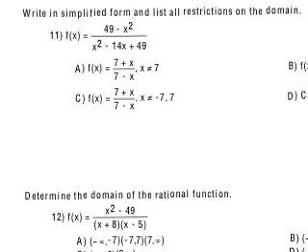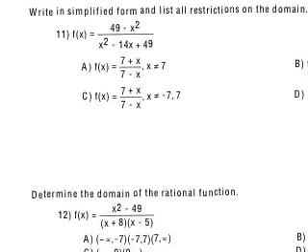Number 11. Write in simplified form and list all restrictions on the domain. Okay, so we have f of x equals 49 minus x squared divided by x squared minus 14x plus 49. The first thing we need to do is factor this thing, right? So get the pen working again here.